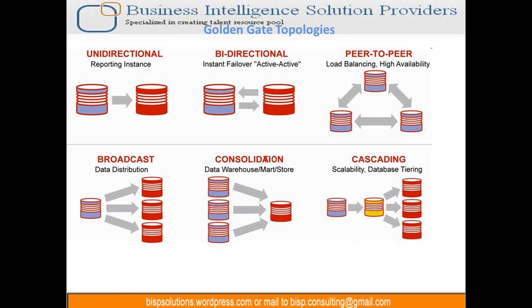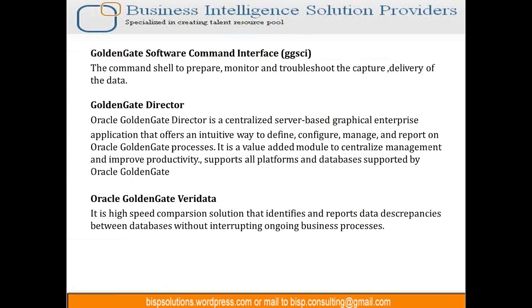So now we have scalability and database sharing. It's something like changes made on 1, distributed among 3. So all these kinds of topologies are being supported by Goldengate. You can imagine that Goldengate is a tool which covers all kinds of replication you can think of.